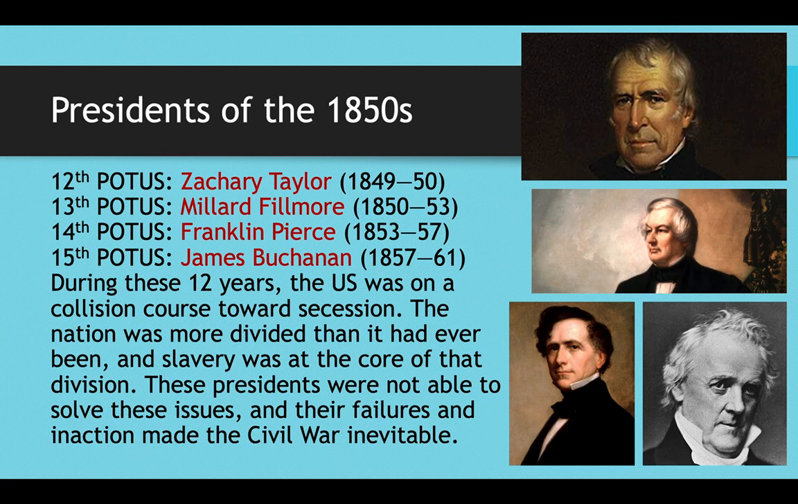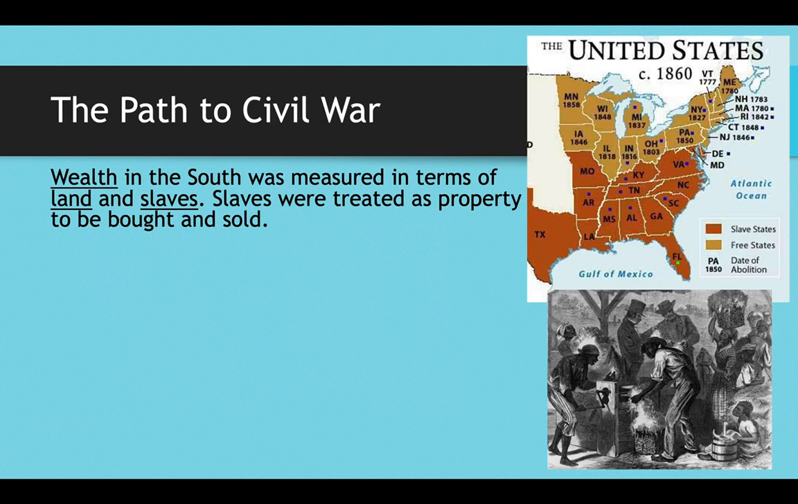So the nation was really more divided than it had ever been, and slavery was at the core of that division. Now, these presidents were not really fit for the job. They were not able to solve these issues and oftentimes did very little, even in the face of mounting pressure to do something, sometimes just stood by. And their failures and inaction really made the Civil War inevitable. So let's talk about this time period, what caused the Civil War to happen.